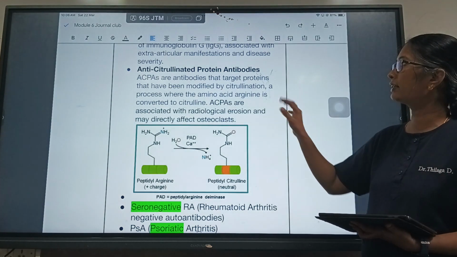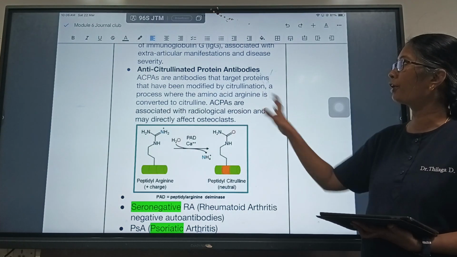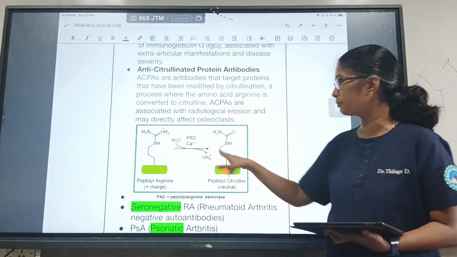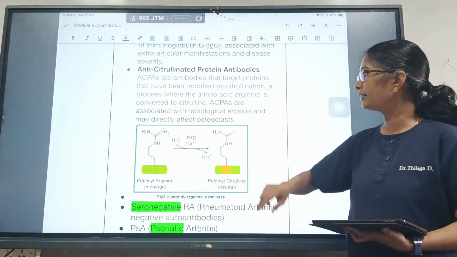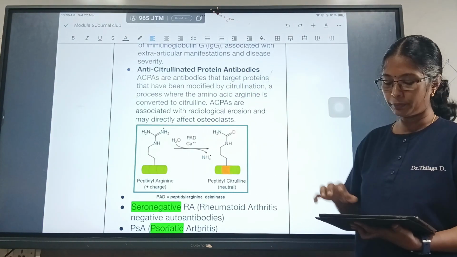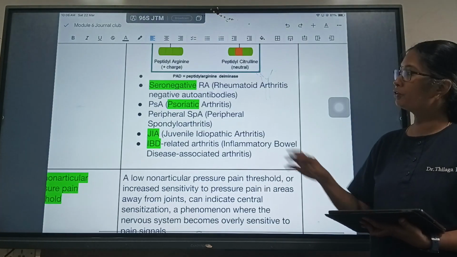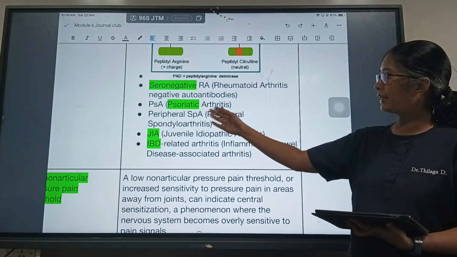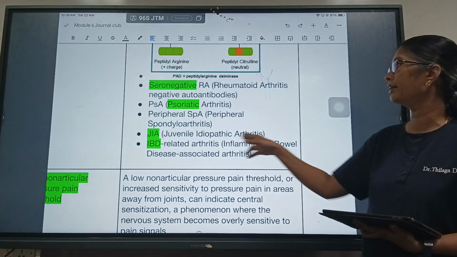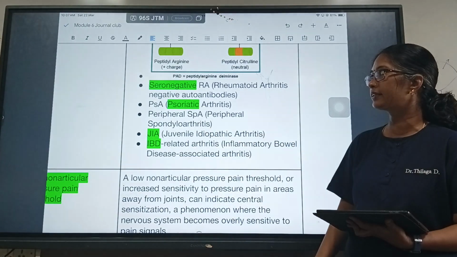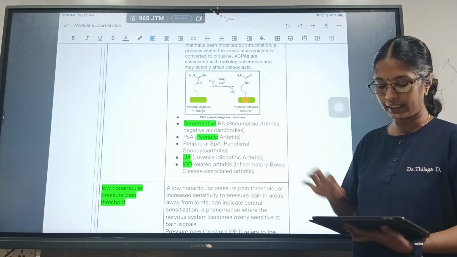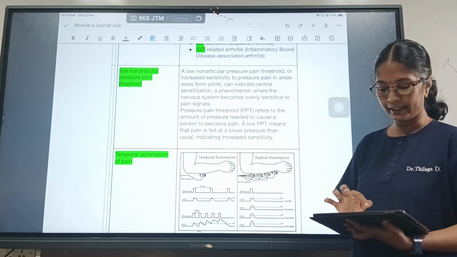Anti-citrullinated protein antibodies are the antibodies that target the proteins that have been modified by citrullination. This is the process where arginine is replaced by citrulline. This is the citrullinated protein, for which antibodies are produced in rheumatoid arthritis. And they have used seronegative RA also, psoriatic arthritis, peripheral spondyloarthritis, juvenile idiopathic arthritis, and inflammatory bowel disease associated arthritis. So they have not used only one particular arthritis group; they have used mixed arthritis groups for their analysis.